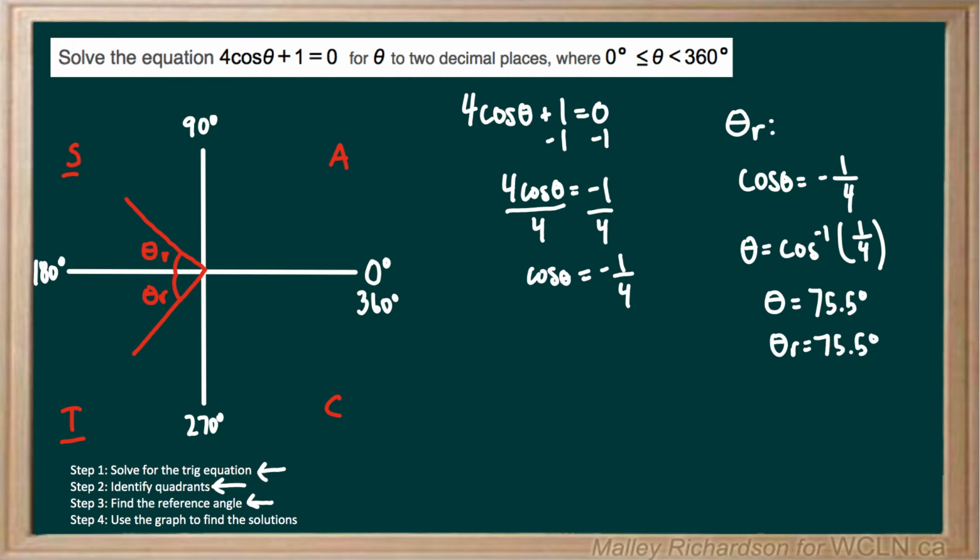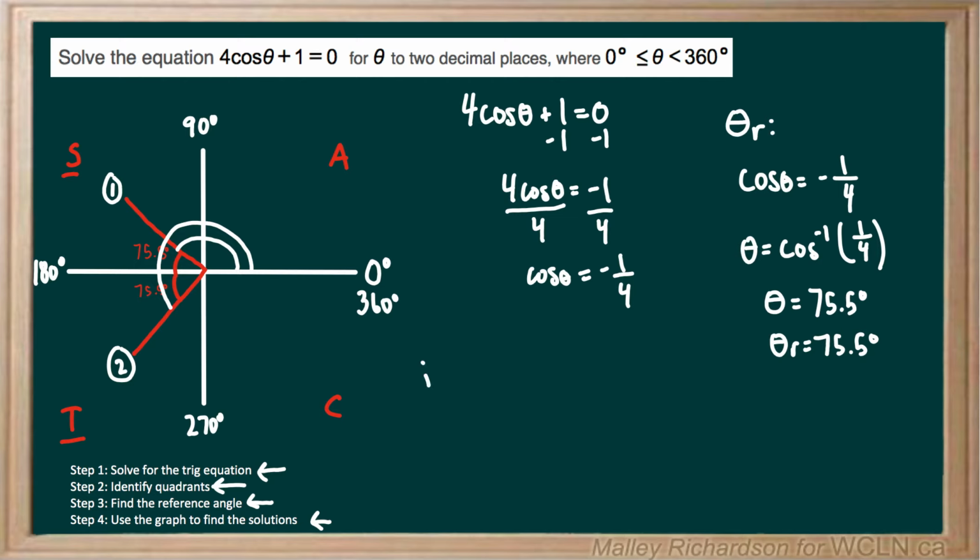Now let's draw this on our graph. We know our reference angle in both quadrants is 75.5 degrees. So now that we've found our reference angle, let's use our graph to find our final answers. For our first terminal arm, our standard position angle looks like this, and for our second terminal arm, our standard position angle looks like this.